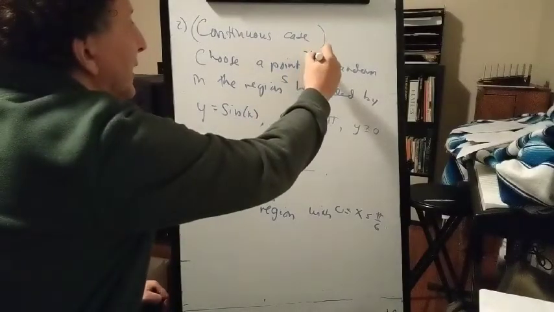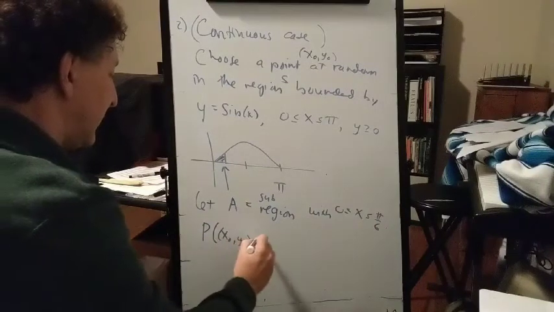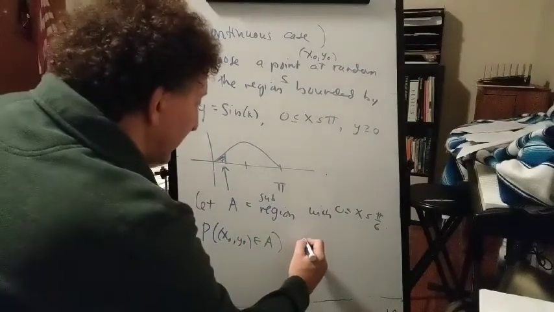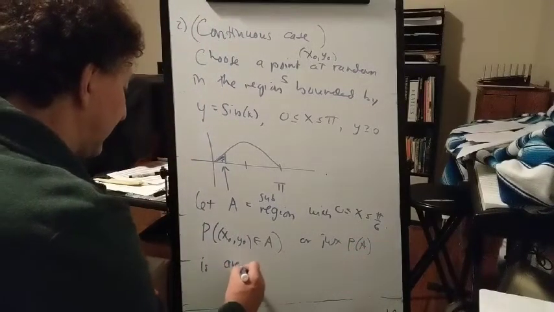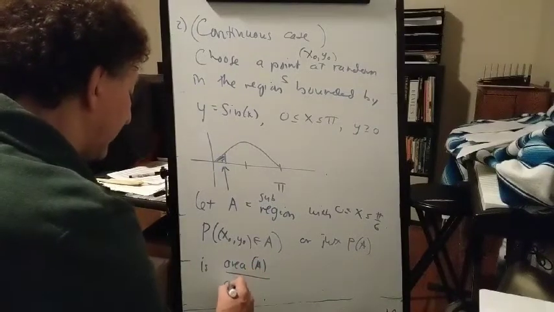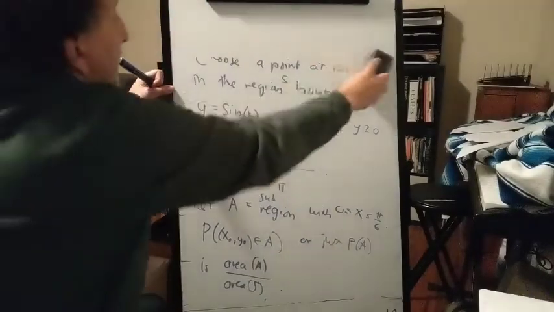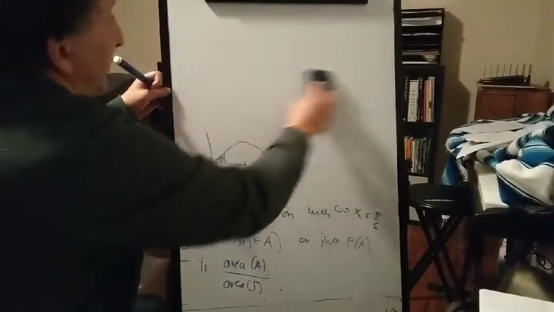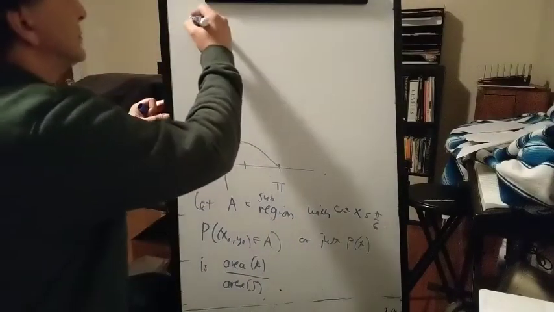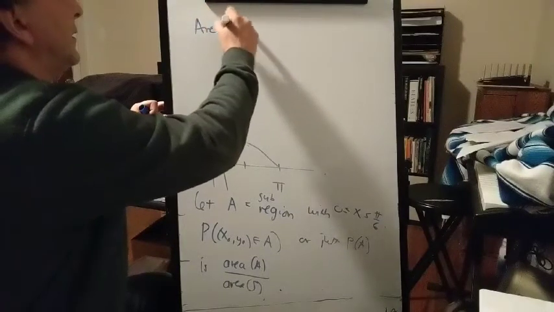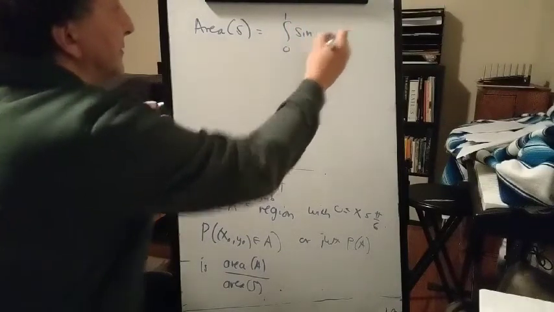I didn't name the point. Let's name the point x naught, y naught. So the probability that x naught, y naught ends up in A, or maybe we could just say probability of A, is the area of A over the area of S. So the area of S is the integral from 0 to 1 of sine x dx.